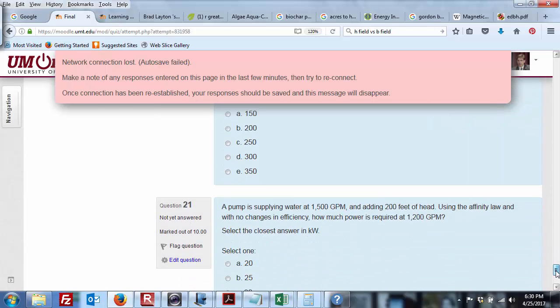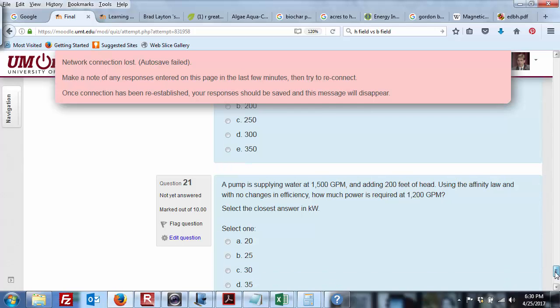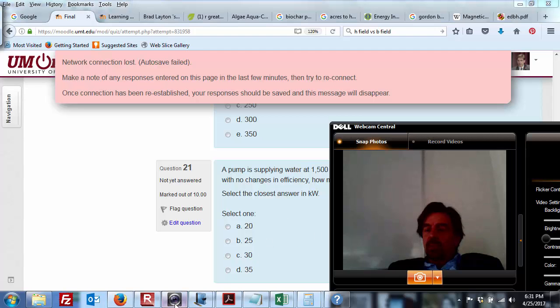A pump is supplying water at 150 GPM using the affinity law. How much power? Okay. Okay, so we know what we're up against. Anyway, I will see you Thursday. Thanks for your attention.